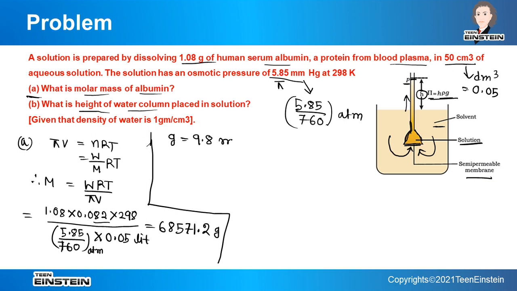9.8 meter per second square. See the unit, it is in SI unit. So we have to convert all the other terms in SI unit. 1 atm is equal to, now atm is to be converted to Pascal. 101325 Pascal, written as Pa.